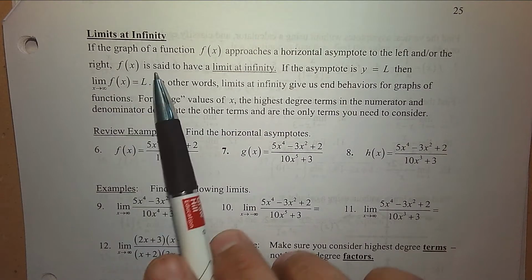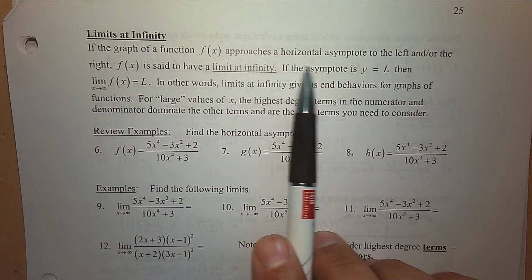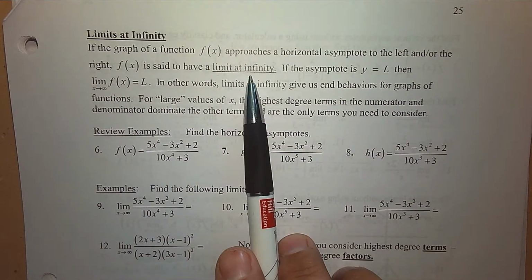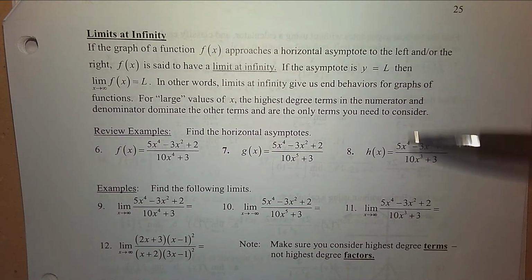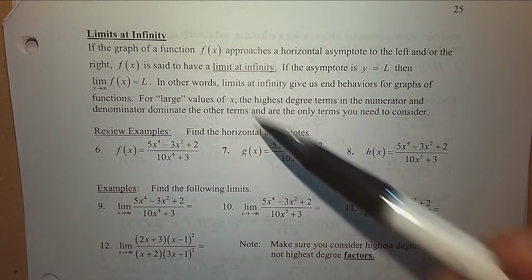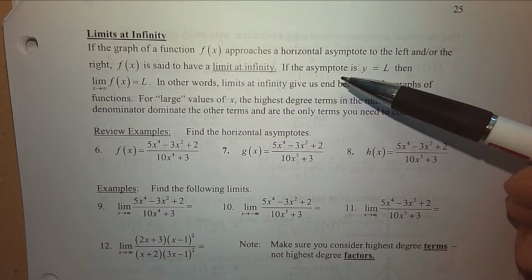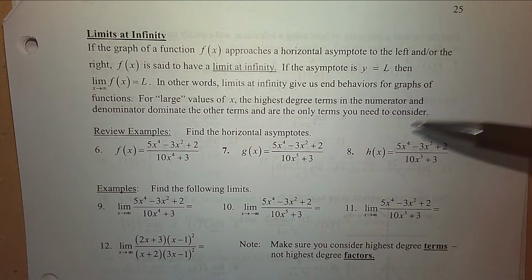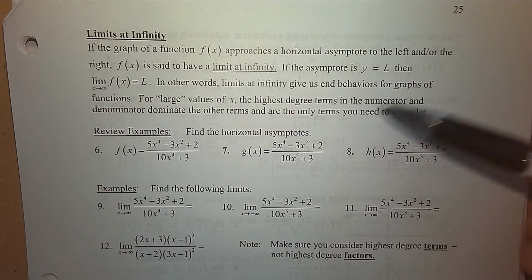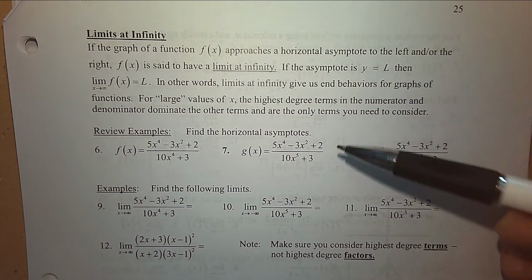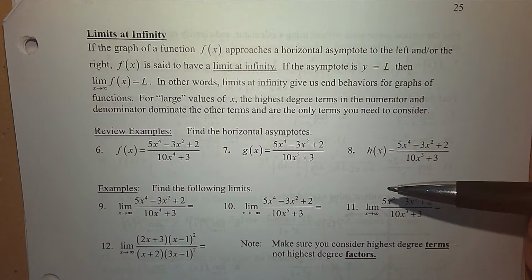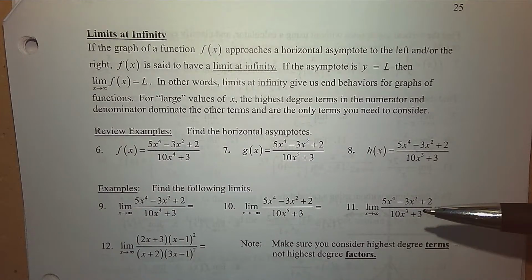If the graph of a function approaches a horizontal asymptote to the left and/or the right, it is said to have a limit at infinity. If the asymptote is y equals L, then that limit is whatever the horizontal asymptote is. So in other words, limits at infinity give us end behaviors for graphs. For large values of x, the highest degree terms in the numerator and denominator dominate the other terms and are the only terms you have to consider. So in other words, all you have to do is look at the power term.